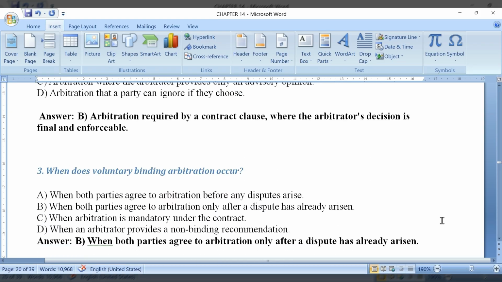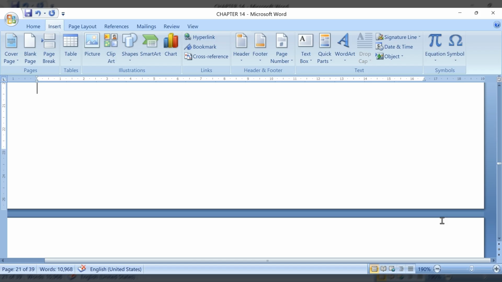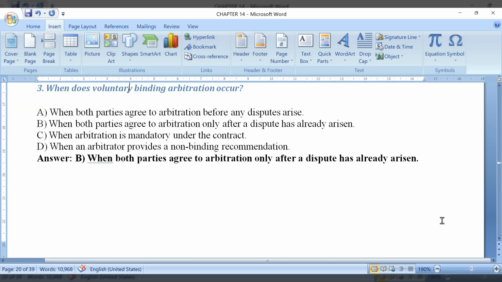3. When does voluntary binding arbitration occur? A. When both parties agree to arbitration before any disputes arise. B. When both parties agree to arbitration only after a dispute has already arisen. C. When arbitration is mandatory under the contract. D. When an arbitrator provides a non-binding recommendation.